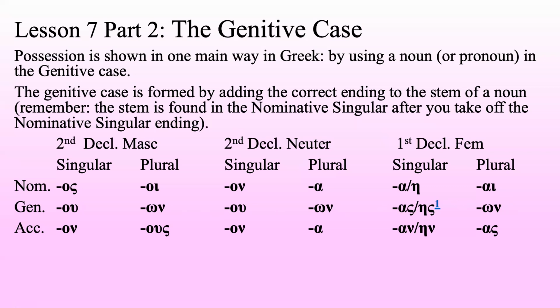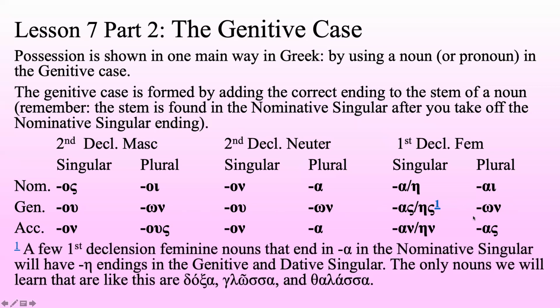Now, there is one other thing that's very weird about the genitive, and that's this note here. A few first declension feminine nouns that end in alpha in the nominative singular will have eta endings in the genitive and dative singular. Dative is the one that we're going to learn soon. It'll be the third line, and then accusative will bump down to the fourth. The only nouns we will learn that are like this are doxa, glossa, and thalassa. Technically, there is a rule about which ones do this. I'm going to go ahead and give it to you, even though I don't have it in the slides right now. You'll learn this rule a little bit later. The rule is this.